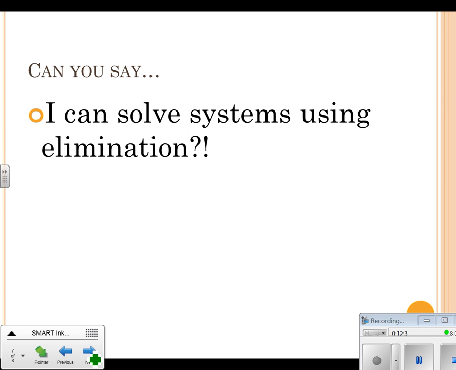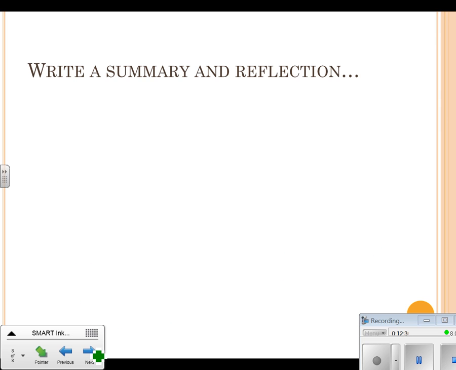Can you say "I can solve systems using elimination"? Write a summary and reflection and be prepared for the work time in class.